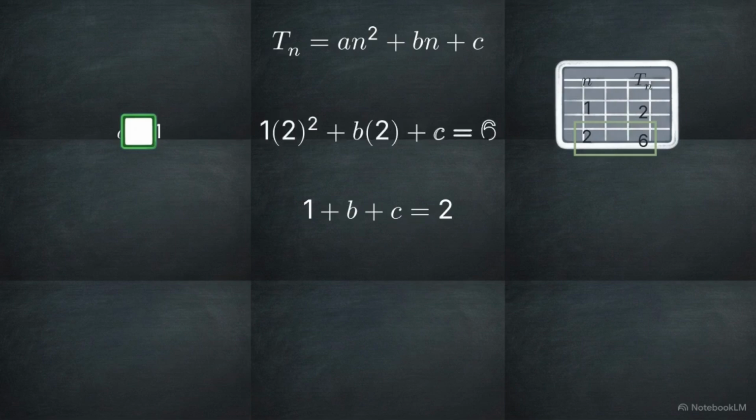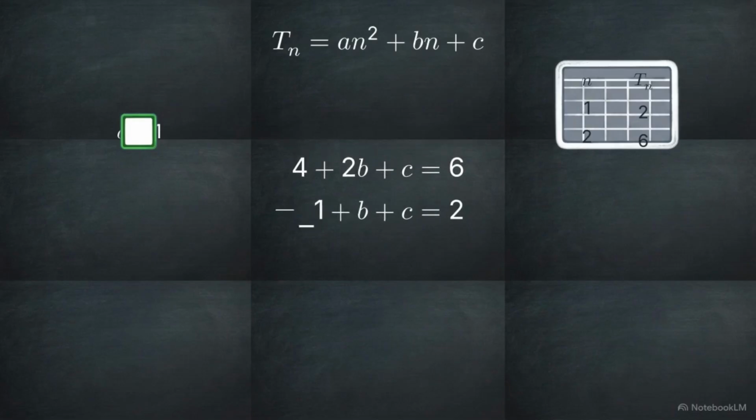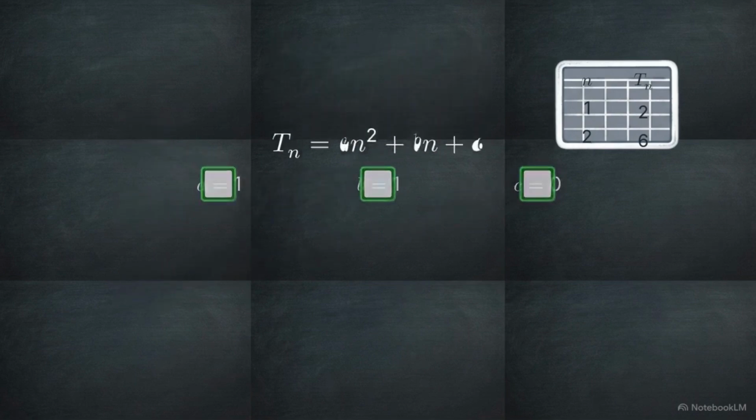We do the same with the second point on the table, where n is 2 and Tn is 6. This gives us 4 plus 2b plus c equals 6. We subtract the first equation from the second to eliminate the c variable. This leaves us with 3 plus b equals 4, so b must be 1. Now we plug that b value back into our first equation. 1 plus 1 plus c equals 2, which means our c value is 0. We now have all 3 variables. Our completed rule for the sequence is Tn equals n squared plus n.